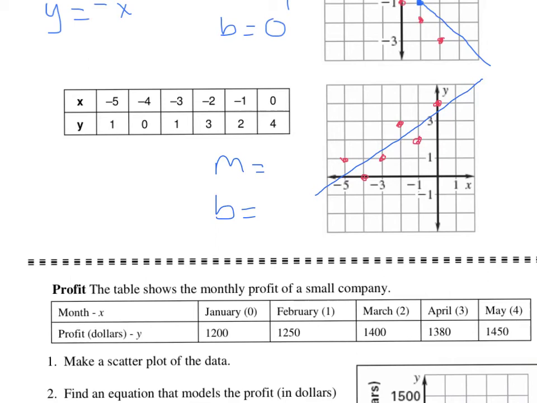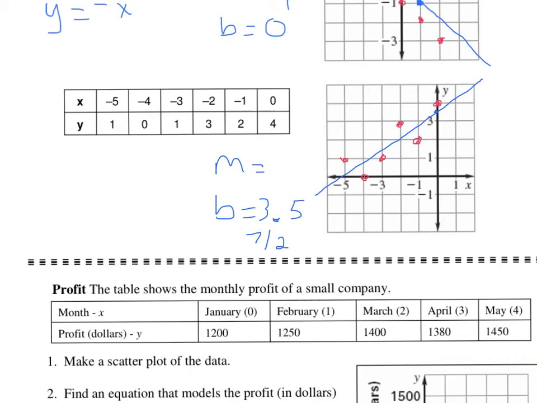The y-intercept looks like it crosses somewhere between 3 and 4. Looks like it's about halfway. So we're going to say the B is 3.5, so 3.5. Okay. I could also write that as a fraction as 7/2. So either way would work.